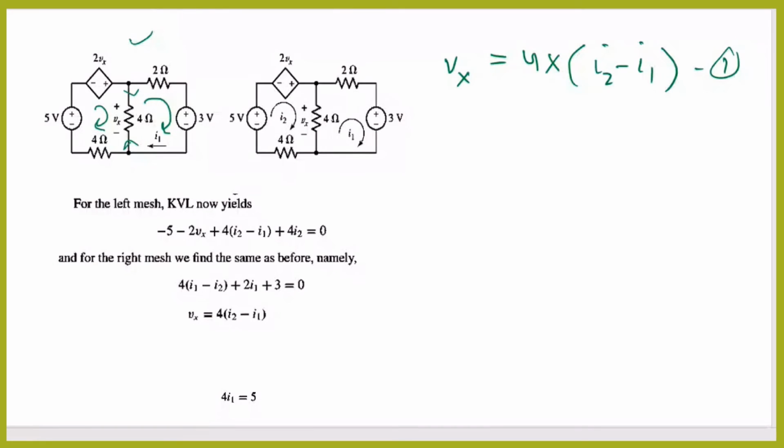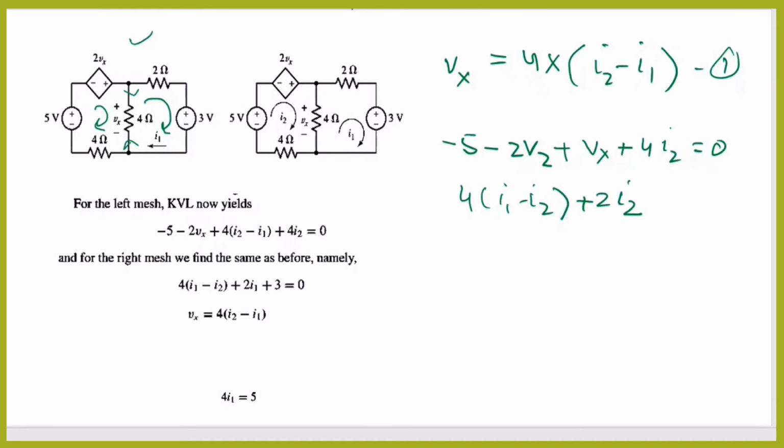The second equation, for the first loop, is minus 5 minus 2Vx plus Vx, since Vx I can write directly, plus 4 into I2 is equal to 0. For the first loop I have written the equation. For the second loop, 4 into (I1 minus I2) plus 2I2 plus 3 is equal to 0.